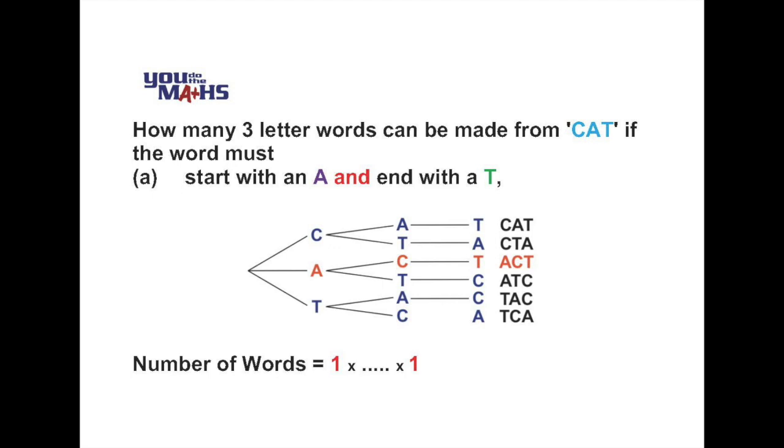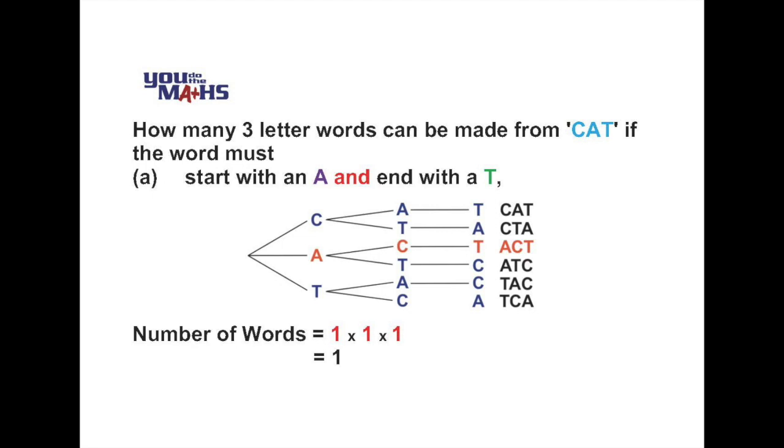And in the final place, there's only one letter remaining, in this case a C, and that has to go into the middle. So our calculation for the number of words is 1 multiplied by 1 multiplied by 1, and of course that comes to 1. Now let's look at the same situation but with the OR.